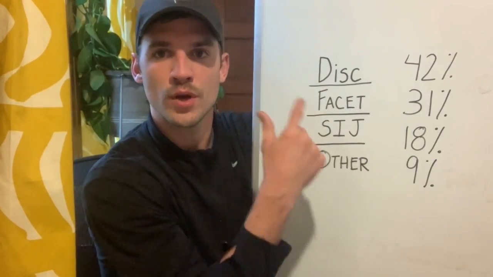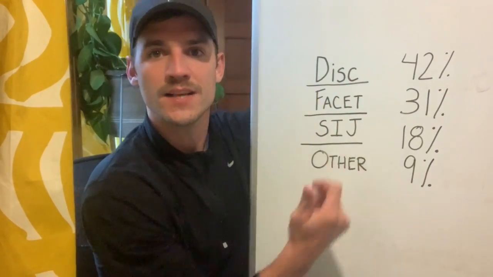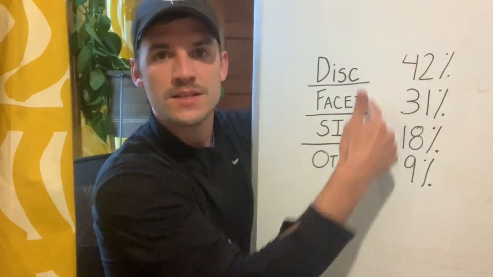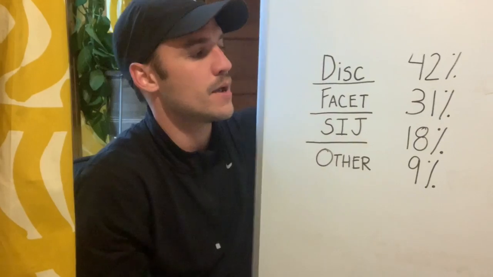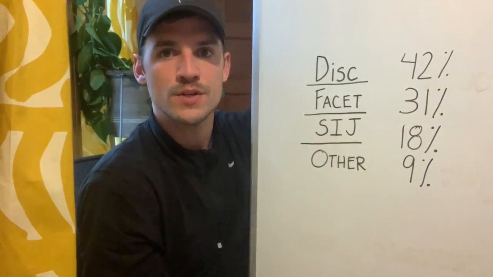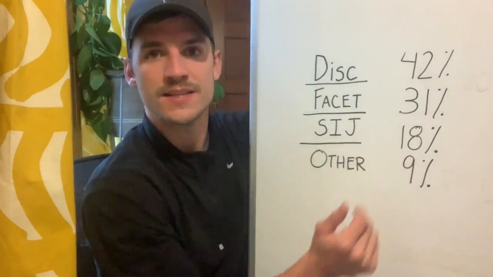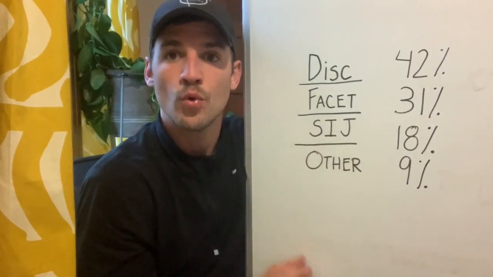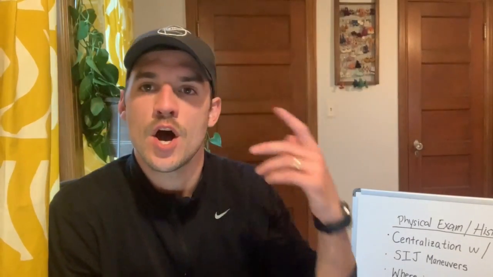In the study that we're going to look at in this video, it breaks it down into disc, facet, SI joint, and other. As you can see, the percentages over here are the frequency that chronic low back pain patients present with this as the primary structure. So with the disc, it's 42% of the time. The facet, it's 31. The SI joint, it's 18. And then the other is 9. We're going to dive in to attempt to identify the primary structures causing lower back pain.